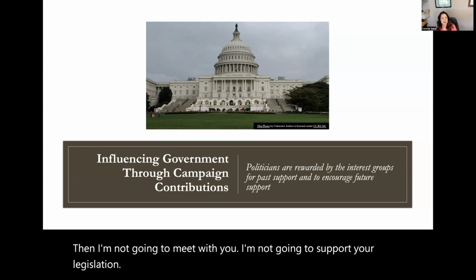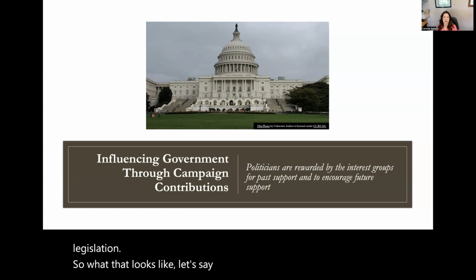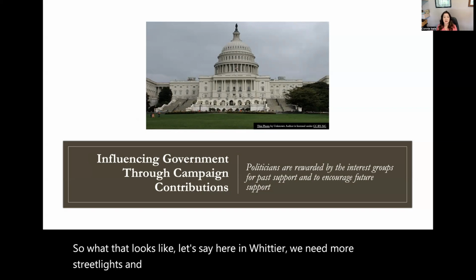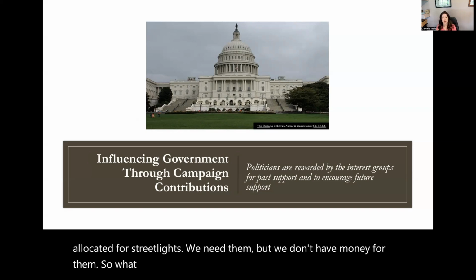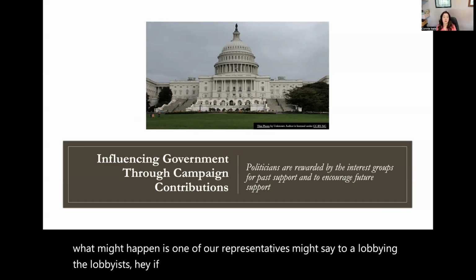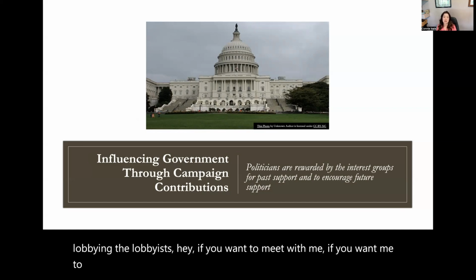So what that looks like, let's say here in Whittier, we need more streetlights. And so the Whittier city budget doesn't have money allocated for streetlights. We need them, but we don't have money for them. So what might happen is one of our representatives might say to a lobbyist, hey, if you want to meet with me, if you want me to consider your piece of legislation, I need streetlights in the city of Whittier.